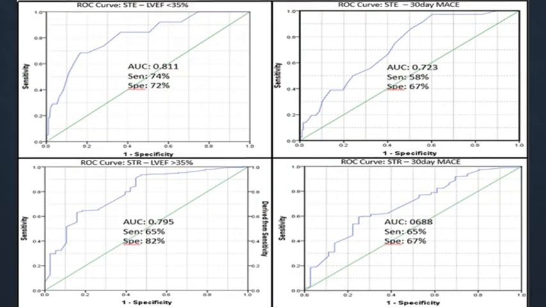In this slide, there are four ROC curves depicting the relationship between STE as well as STR against LVEF and 30-day MACE, major adverse cardiac events. Important to note here that the area under the curve amongst these four graphs is highest for the ROC curve depicting STE against LVEF less than 35%. Another important thing to note here is that the specificity of the ROC curve depicting the relationship between STR as well as LVEF is highest amongst the four graphs, having 82% specificity.